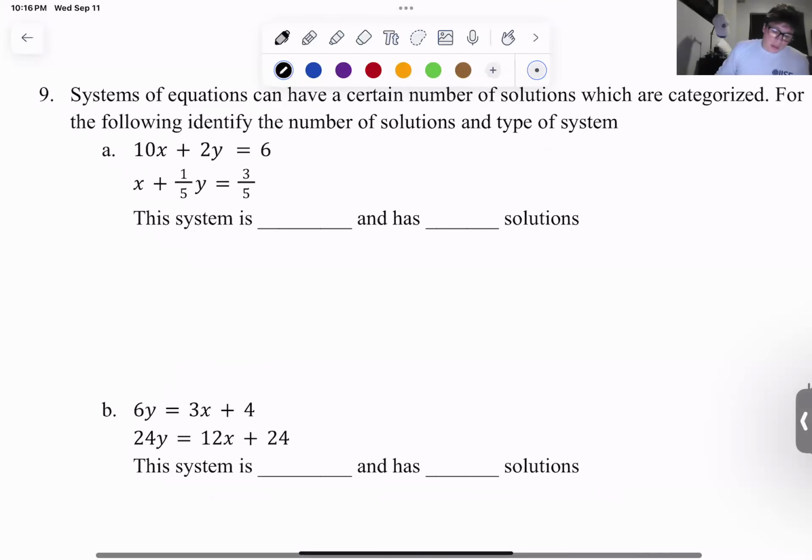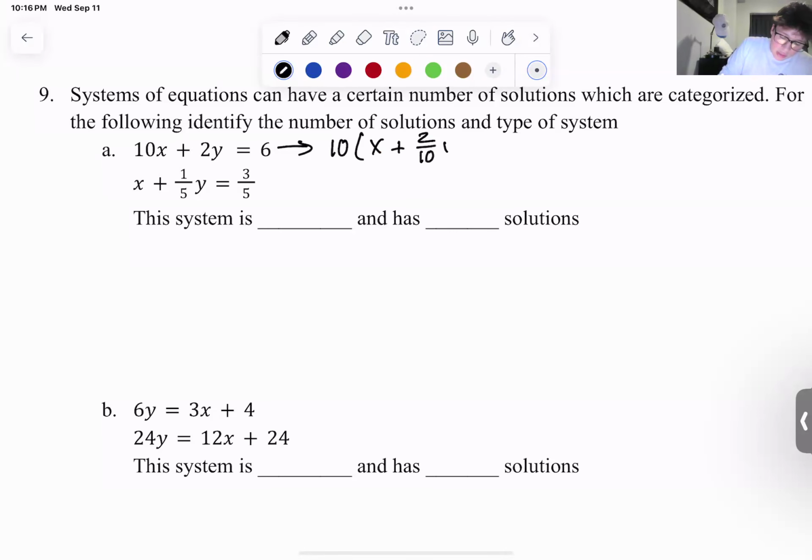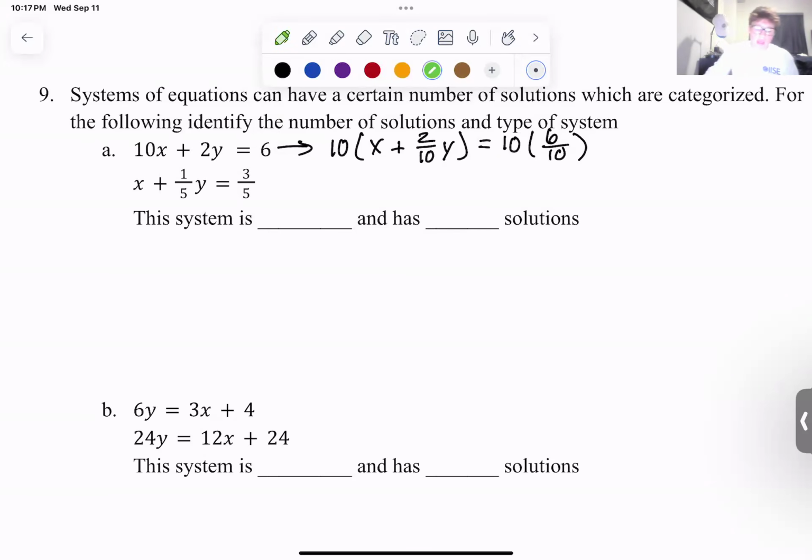For this one right here, 10x plus 2y equals 6, and then x plus 1/5 y equals 3/5, I happen to notice a scalar factor. It may not pop out right off the page at first. But I notice that for this equation, if I take 10 out of the left-hand side, I get x plus 2/10 y equals 6/10. It's a little bit confusing as to how I take it out, because that 2 doesn't have a 10 and that 6 doesn't have a 10. But taking out the 10 is pretty much the same as dividing by 10. Now that I have 10 on both sides of the equation, those cancel, and I have x plus 2/10, which is 1/5 y, and 6/10 is 3/5.